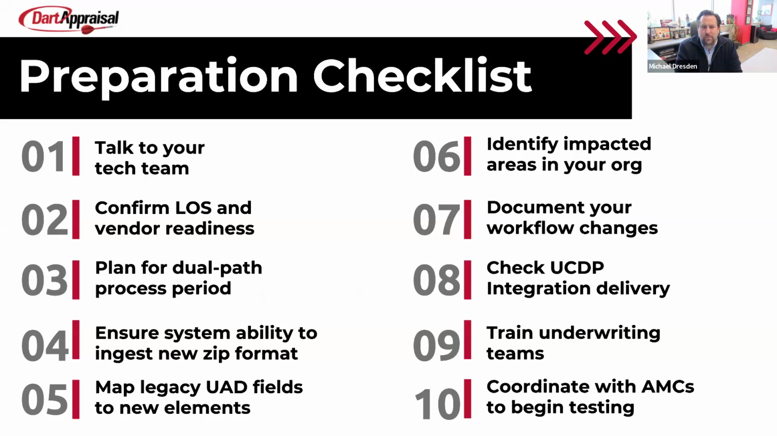You've got to plan for this dual path ordering for a period of time at minimum. You're going to have to be able to process both 2.6 and 3.6. So consider ways that you can plan for that dual path. Ensure your system's ability is there to ingest this new zip format. So it's not just all the additional data, it's taking a zip file and extracting the data from that. That's not something every system can do right away. All those legacy UAD fields have to be mapped to the new elements.